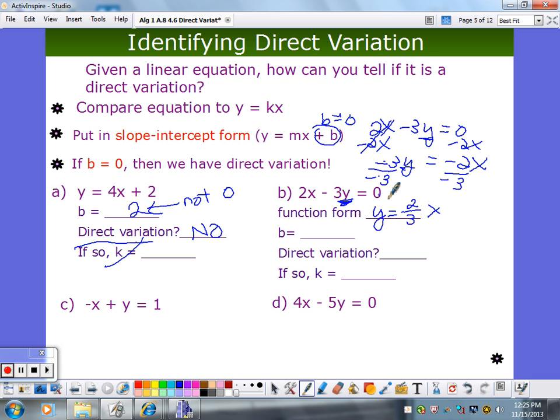All right, now we're going to compare this to y equals kx. What is the y-intercept here? So is it a direct variation? And doesn't it look like y equals kx? What's k? 2/3. Right? 2/3. It's the slope. K and 2/3. So you can just line them right up. You can see what k is.